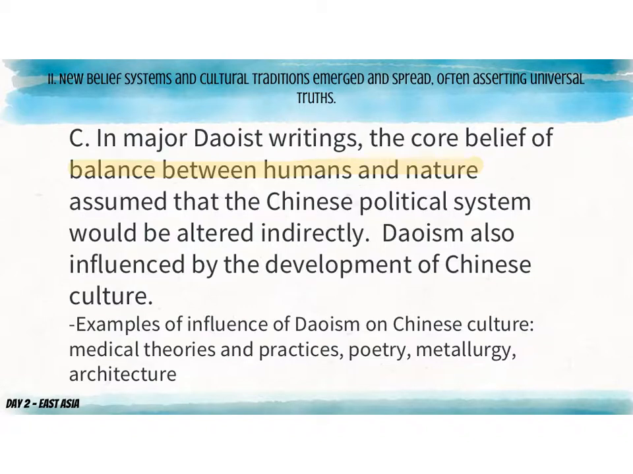There are a lot of examples of the influence of Taoism within Chinese culture, and that includes medical theories and practices, things like acupuncture, as well as poetry, metallurgy, and architecture. And in all of these things, you'll see a big focus on nature.